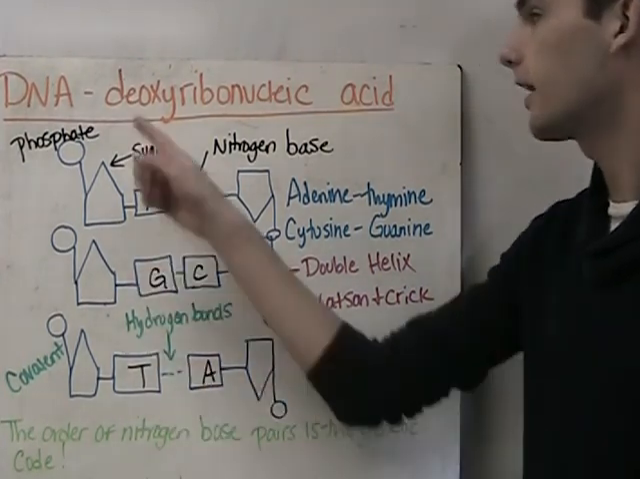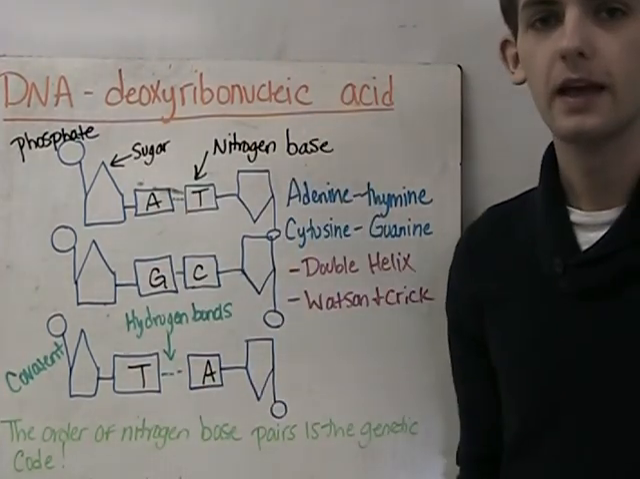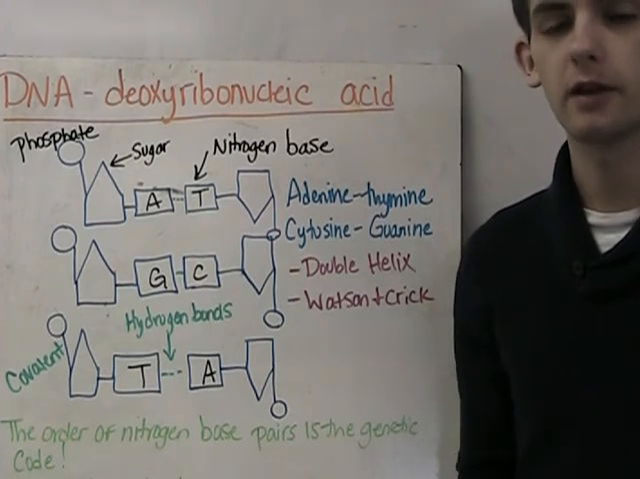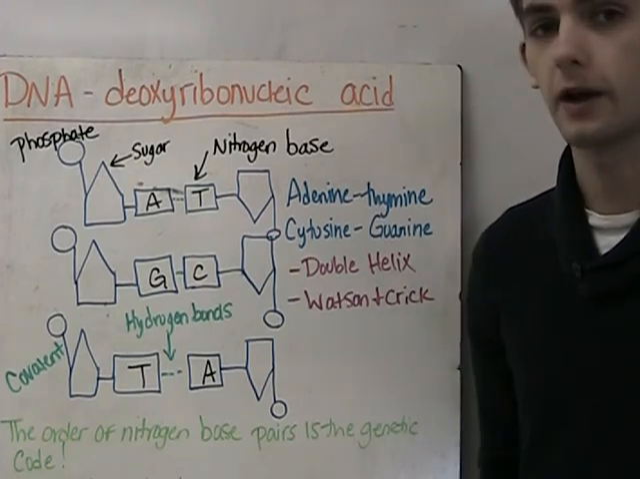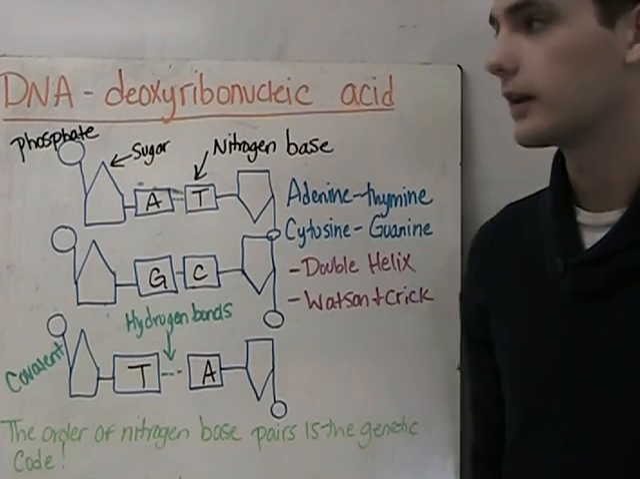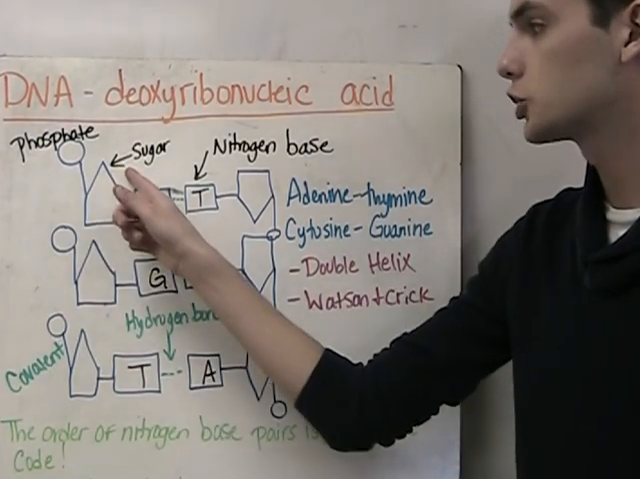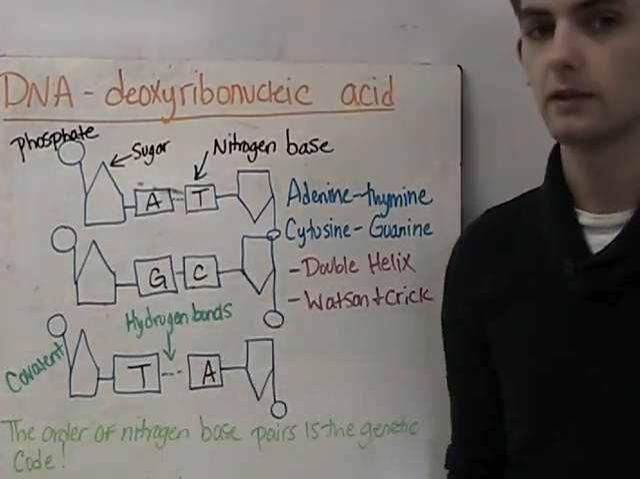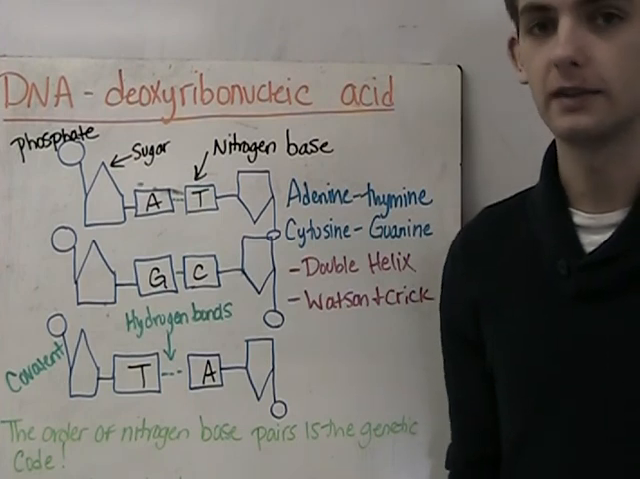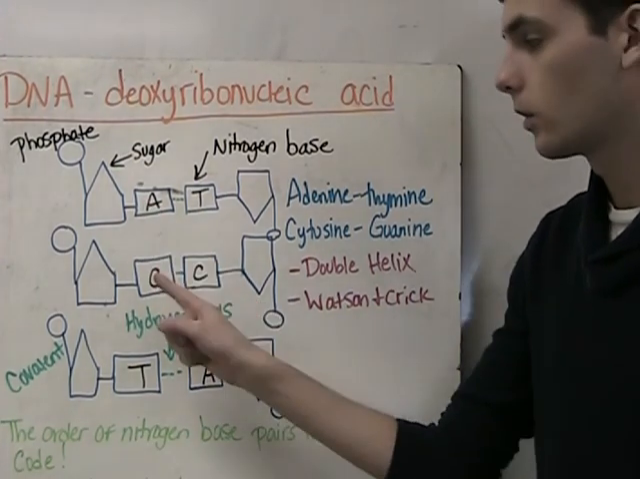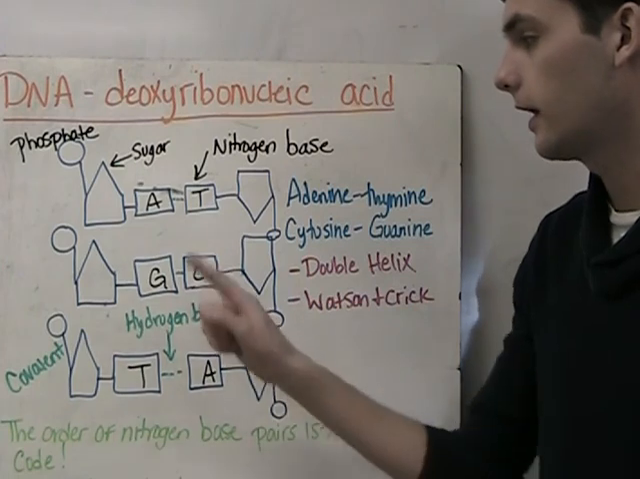DNA stands for deoxyribonucleic acid. It is composed of small subunits or monomers called nucleotides. Each nucleotide consists of a phosphate, a sugar, and a nitrogen base. There are 4 nitrogen bases in DNA: adenine, guanine, cytosine, and thymine.